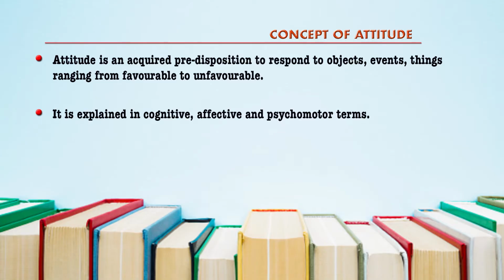Further, attitude can be explained in cognitive, affective and psychomotor terms. In my earlier lessons, I have already discussed what the cognitive, affective, and psychomotor domains are. The cognitive domain is related to our mental processes, our knowledge, understanding, application, skill, analysis, synthesis, critical analysis, critical reflection. When we involve ourselves in understanding things and then give our expression, we highly use the cognitive skills.